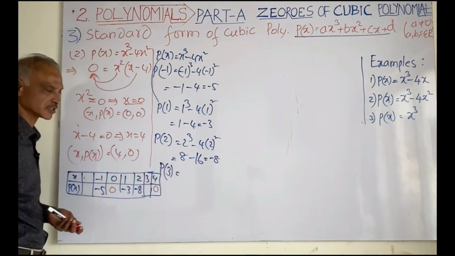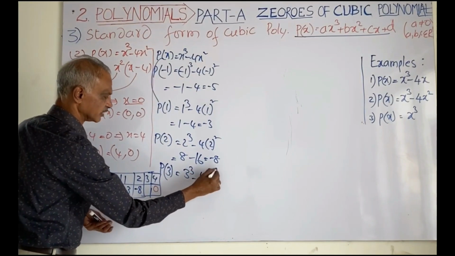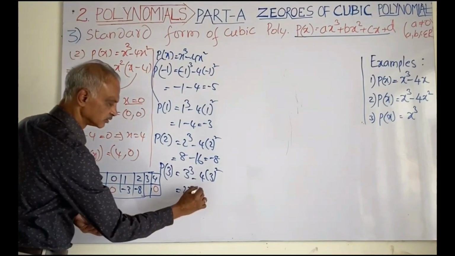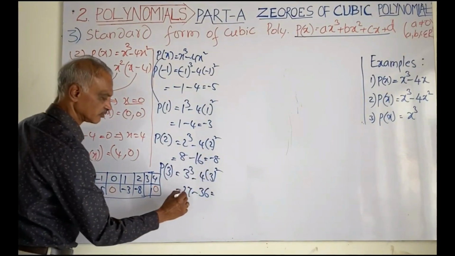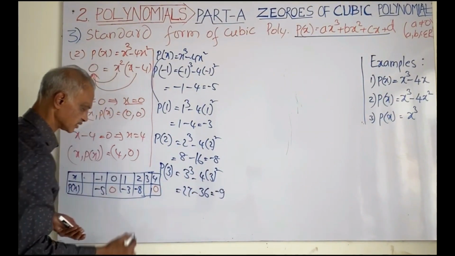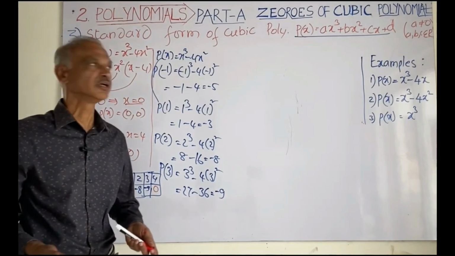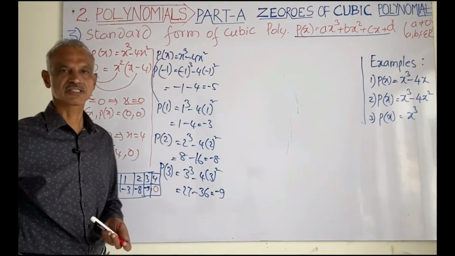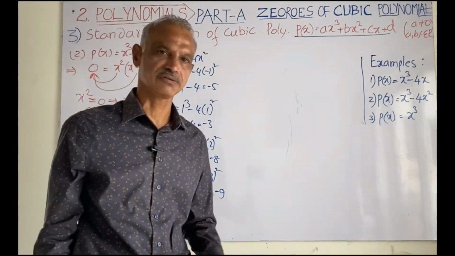Now 3 you substitute. In place of x, you substitute 3. 3 cube minus 4 into 3 square. 27. 3 square means 9, 9 times 4 is 36. 27 minus 36, you are getting minus 9. You write minus 9 here. Anyway, you will get 0 at 4. If you substitute, 4 cube is 64, and 4 square is 16, 16 times 4 is 64. 64 minus 64, you will get 0.